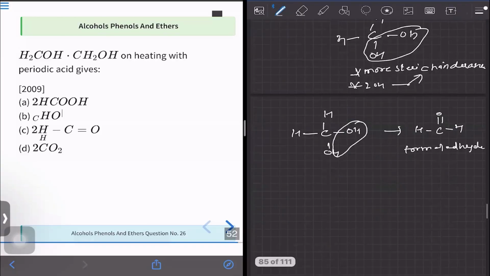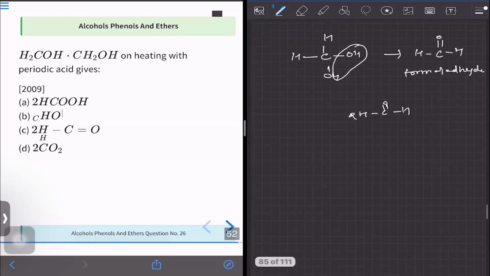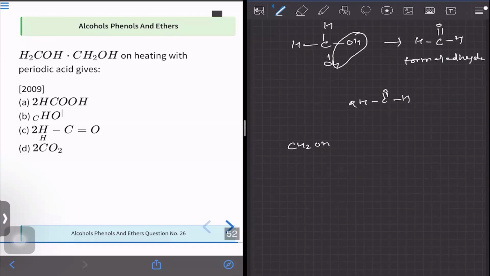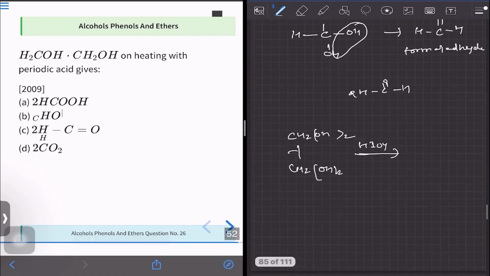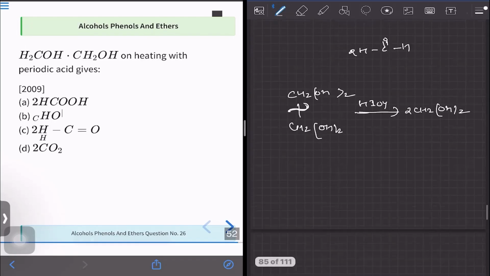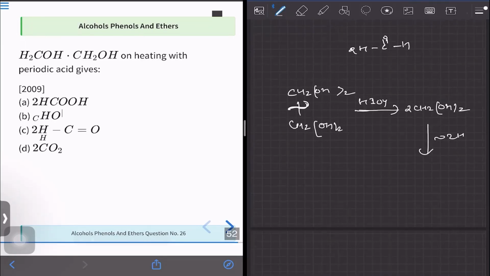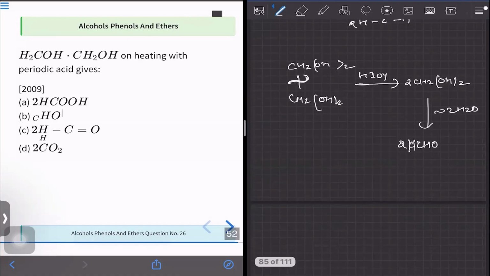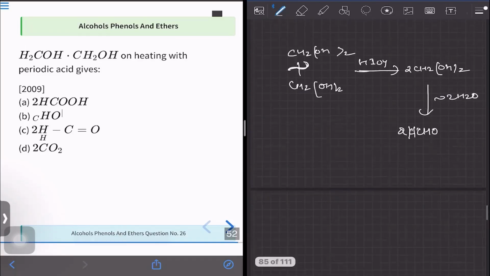See, whenever the compound with two CH2OH groups reacts with periodic acid, what takes place? Breaking of the bond between the two carbon atoms. It produces two CH2OH fragments. Due to steric hindrance, there is release of two water molecules and it produces two formaldehyde. So it will be option C. It is option C.